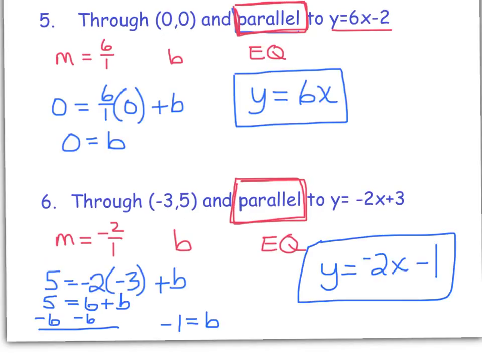All right, let's see how you did. On the first one, we plugged in 0, 0, which meant that the b became 0. So our equation was now y equals 6x. If you added the plus 0, that's not necessary. Take it off. And number 6, we plugged in negative 2 over 1 for slope. We plugged in 5 for y and negative 3 for x, and we solved, and we found that the b was negative 1. So we wrote our new equation, which is y equals negative 2x subtract 1.